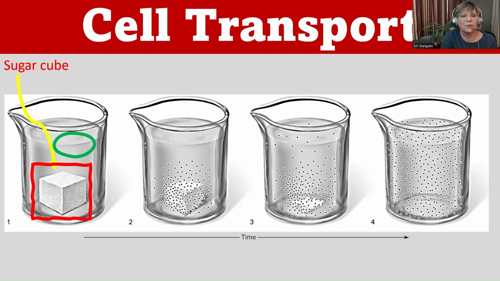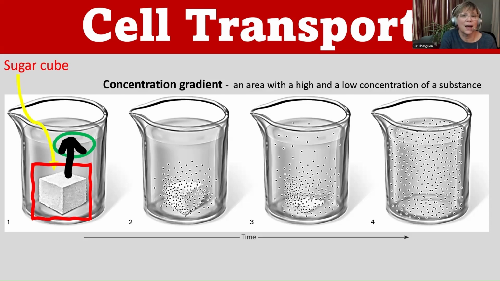There's other parts in that beaker that would have a low concentration as well. And if we drew an arrow from the area of highest concentration of sugar to the area of lowest concentration, it would look something like this. This is called the concentration gradient. And the concentration gradient is defined as an area that has a high concentration in one part of that area and a low concentration of that substance in another part of the area.